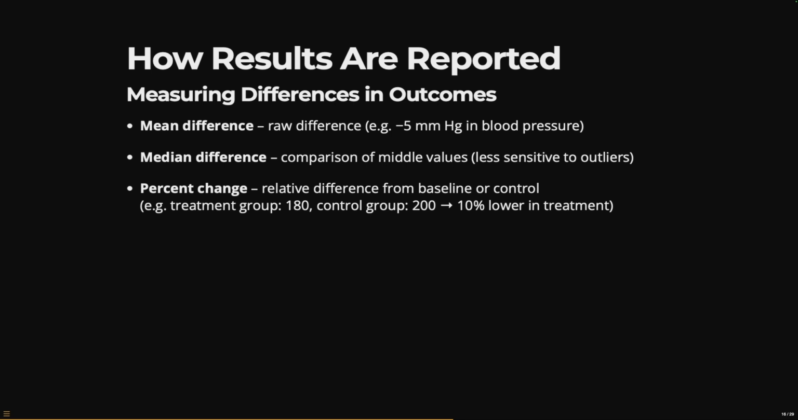So here's the example. You're just looking at difference from baseline, from a treatment group versus a control. And let's say at the end of the study, the treatment group has 180 of whatever value, and the control group has 200. So that means the treatment resulted in 10% difference, 10% lower than the control group.